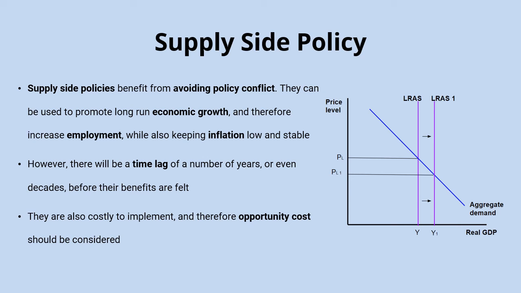They can also be very costly, and as ever, we need to consider the opportunity cost therefore. So what's the next best alternative that we've foregone, given up, sacrificed in order to implement these quite costly supply side policies?